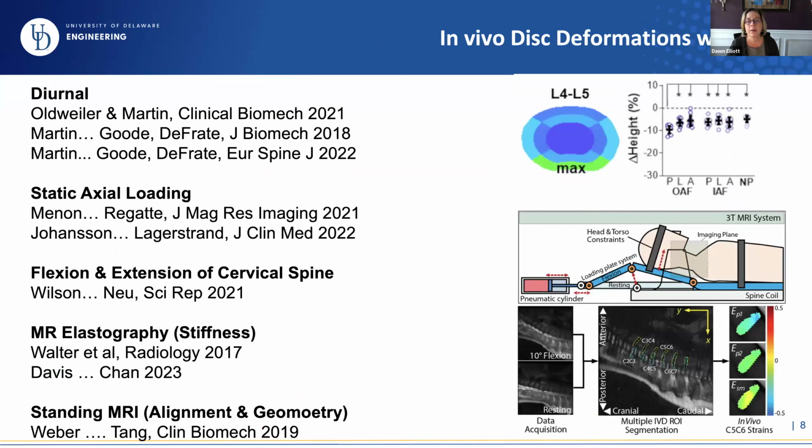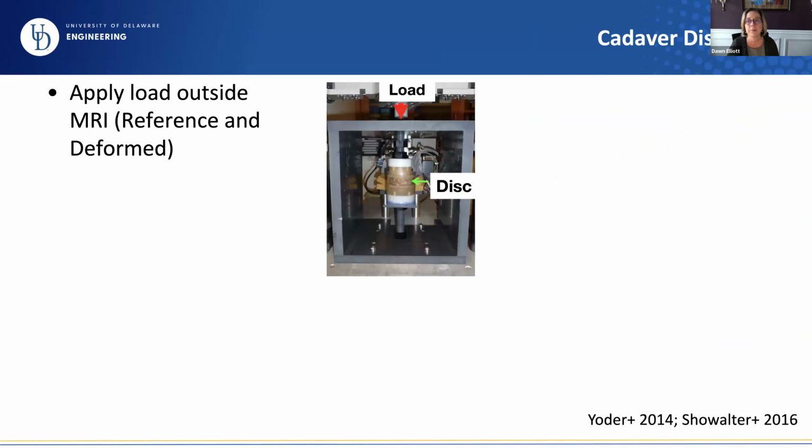So we wanted to use MRI to look at in vivo disc deformations, and there's been a large number of labs and investigators looking to do this in the last 5 years or so. I'm showing a few of the papers here where they'll use diurnal loading, which means morning versus night, static axial loading, flexion and extension, elastography. One of our speakers today might talk about that, and standing MRI. So there are several teams in the field trying to use MRI to quantify mechanics most recently.